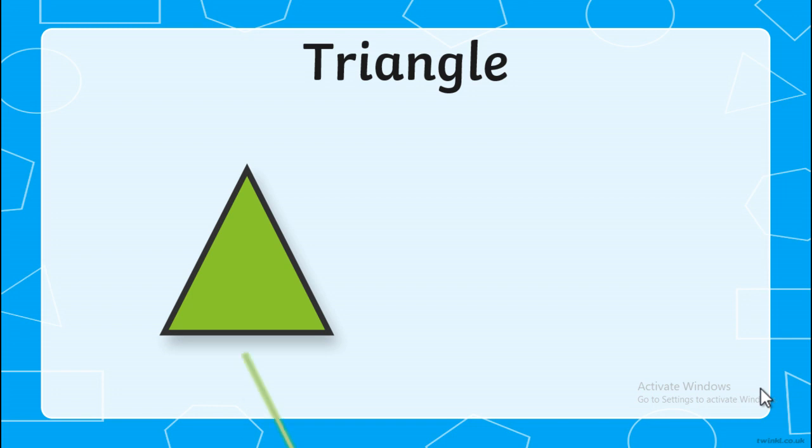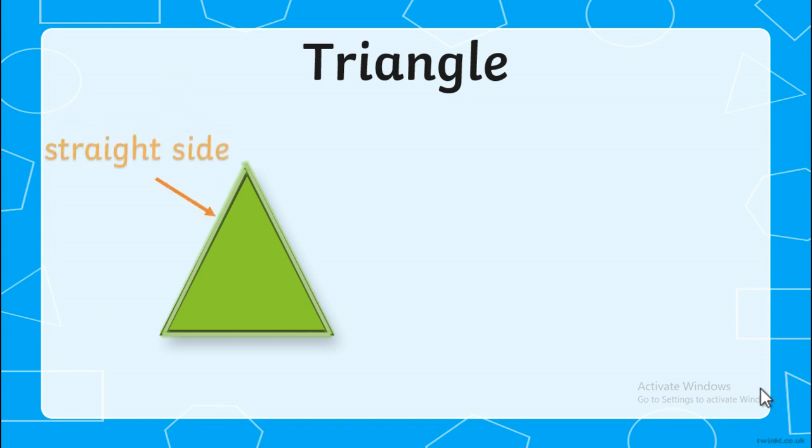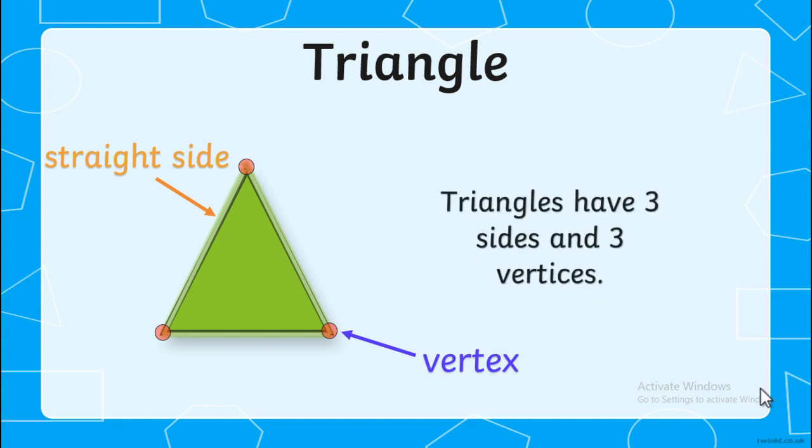Let's see. Count. This is the side. 1, 2, and 3. So a triangle has 3 sides. All of them are straight sides. And it also has 1, 2, 3 vertices. This is a vertex. So we call the plural vertices. 1, we call it a vertex. A triangle has 3 sides and 3 vertices.